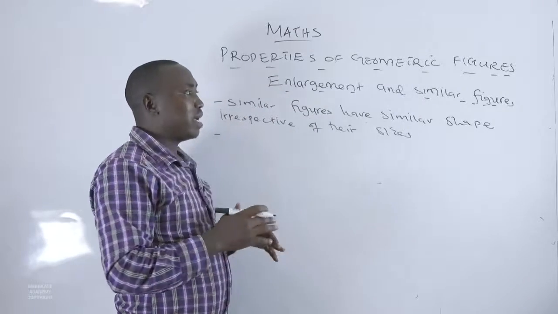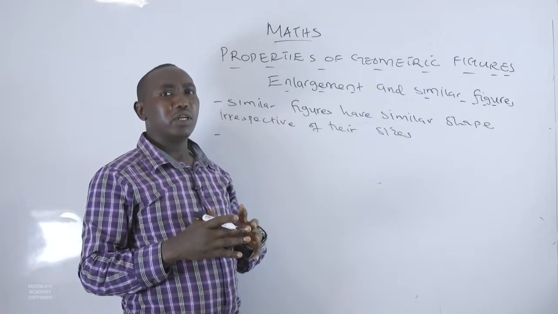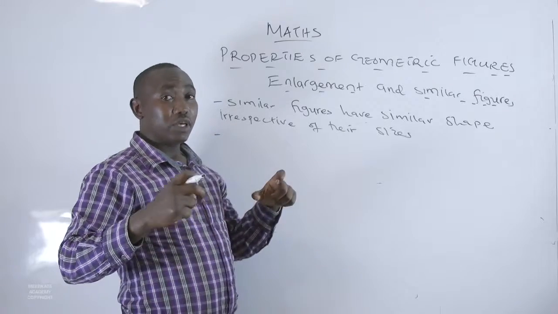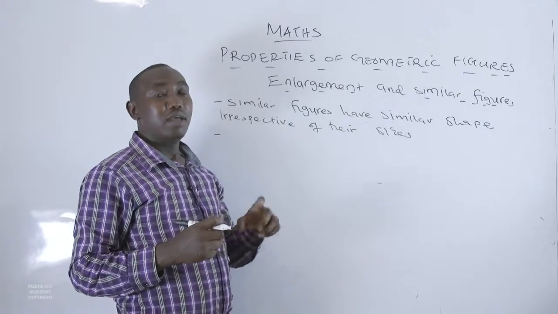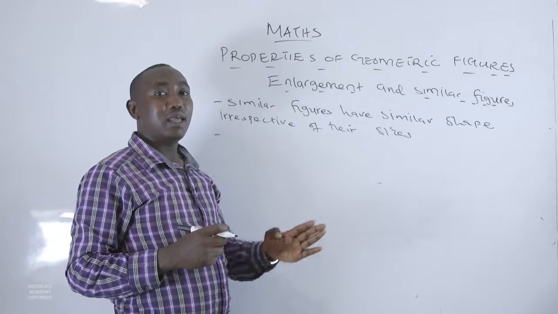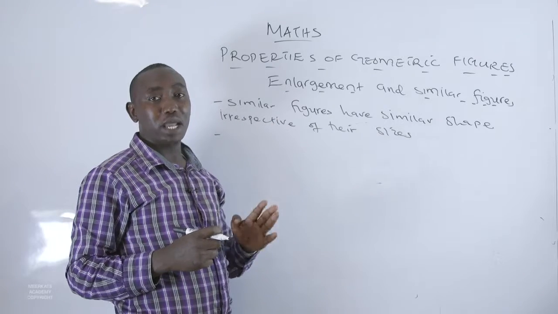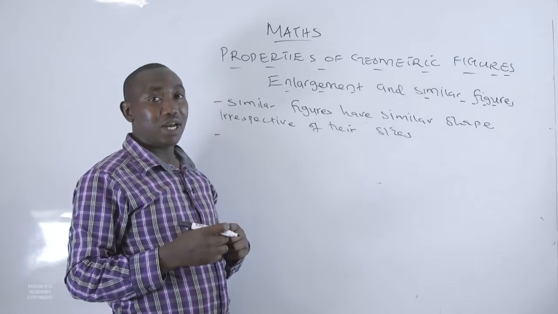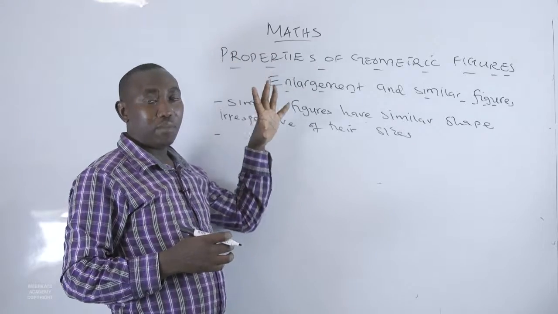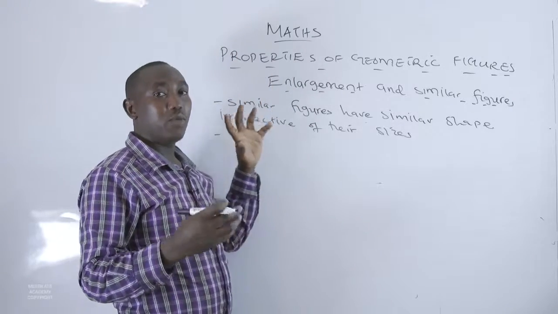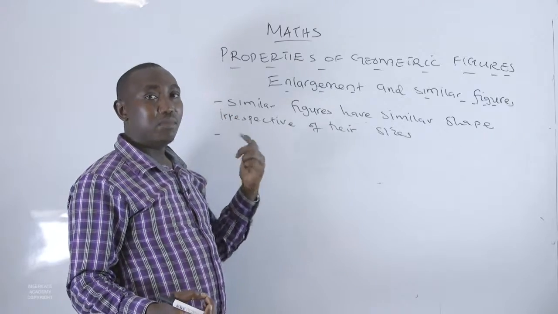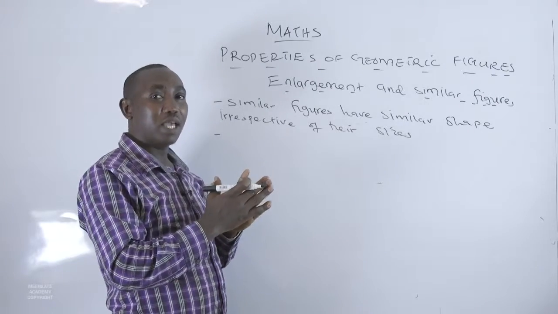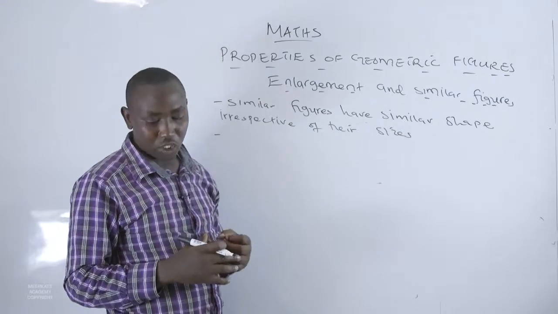We can also say that these two shapes are similar if they have the same shape, but if they have different sizes, then we can say that enlargement was applied. This enlargement can be either negative, where from a big size we obtain a small size, or it can be a positive enlargement, where from a very small object or figure we can obtain a very large figure.